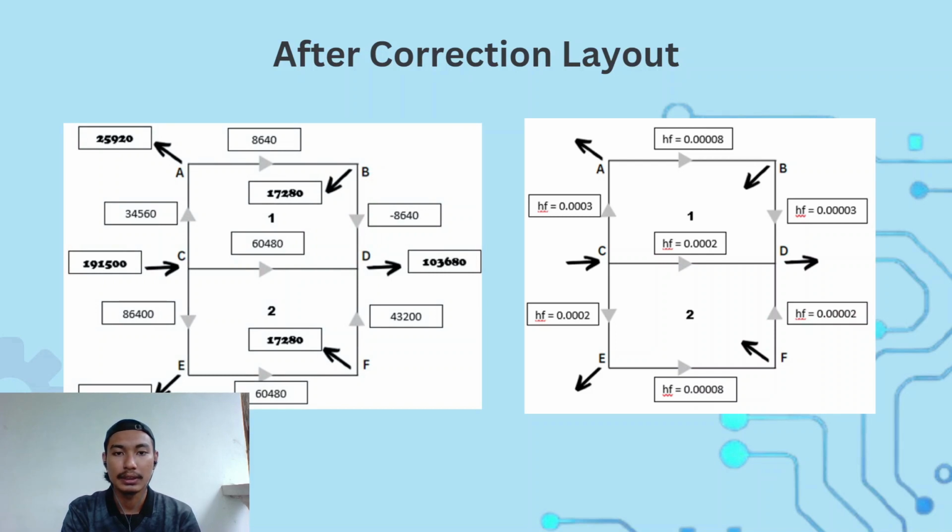Here is the figure for the layout after the correction. For the left one we use the flow, and for the right one we use the head loss or friction factor.